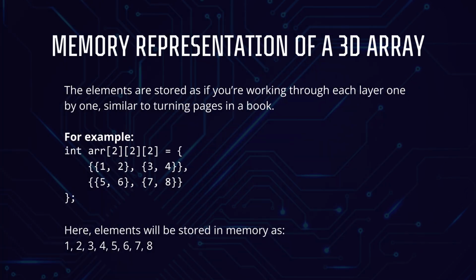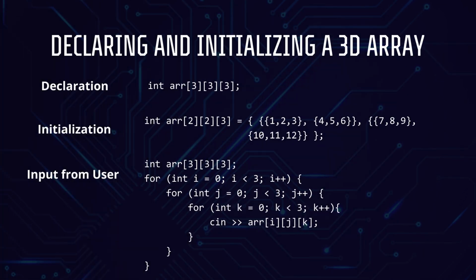Just like with 2D arrays, 3D arrays are stored linearly in memory using row major order. This means that memory is allocated sequentially, storing one row at a time from one layer before moving to the next row, and then the next layer. The elements are stored as if you're working through each layer one by one, similar to turning pages in a book. Let's now walk through how to declare and initialize a 3D array in C++.